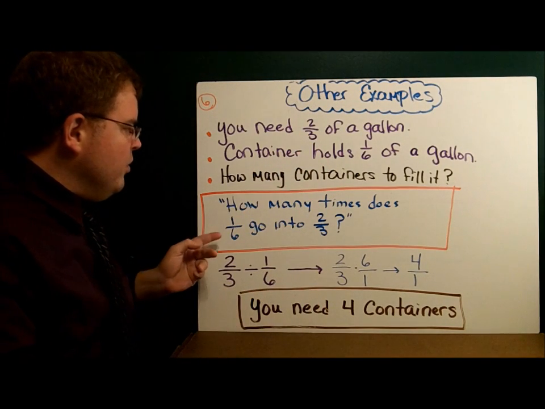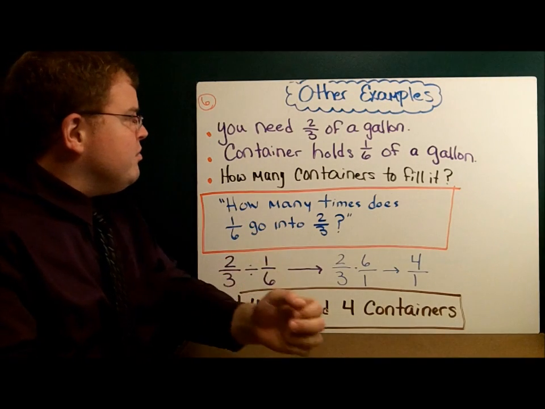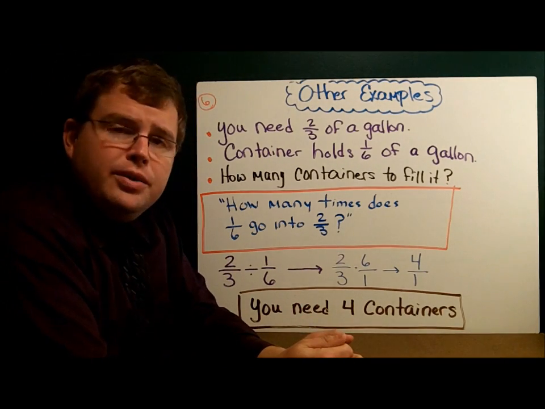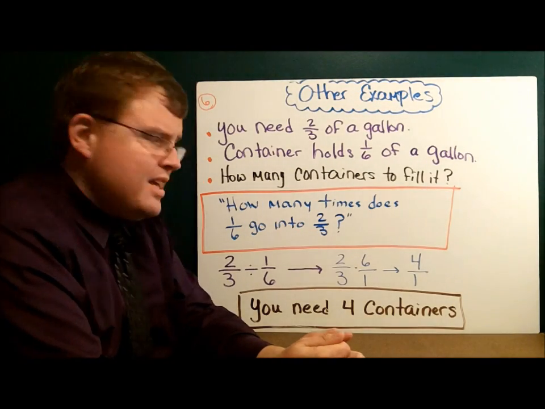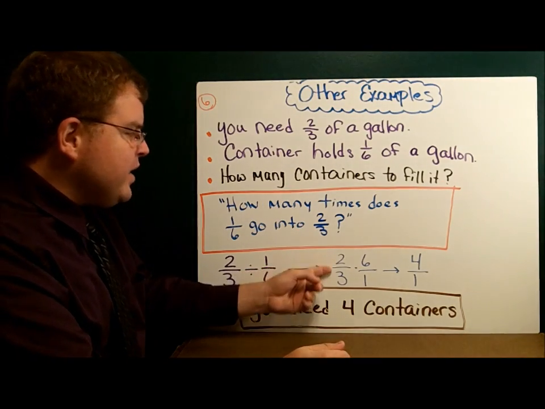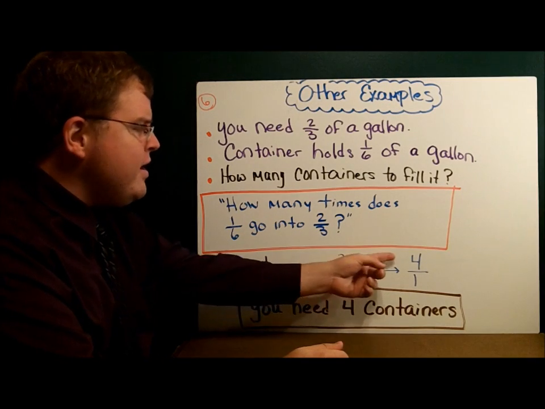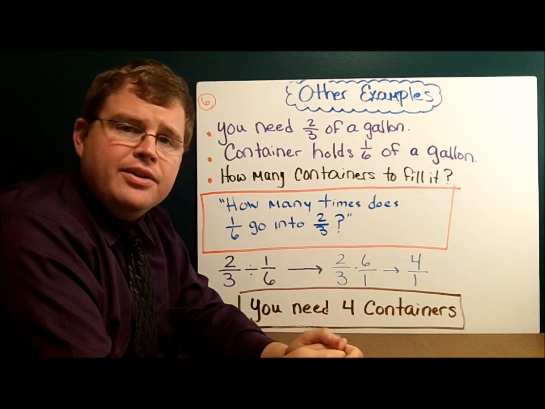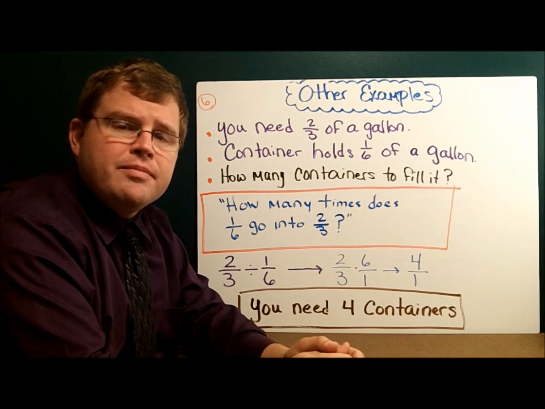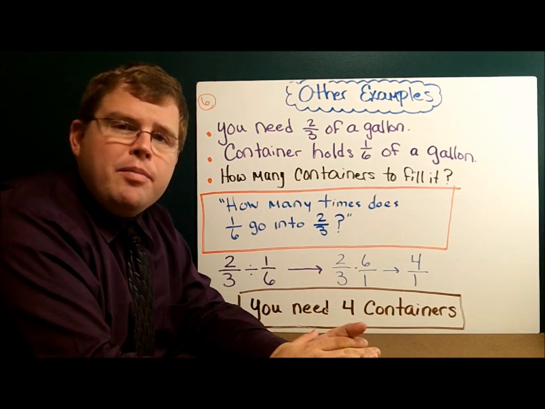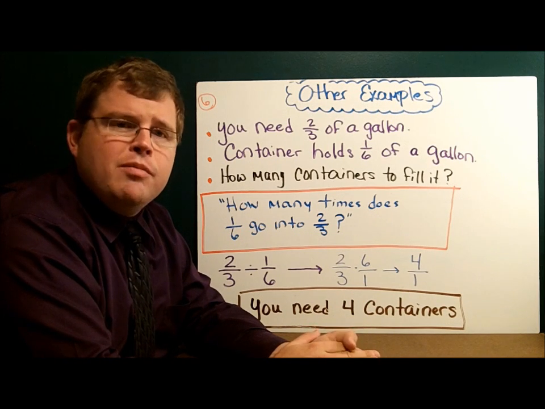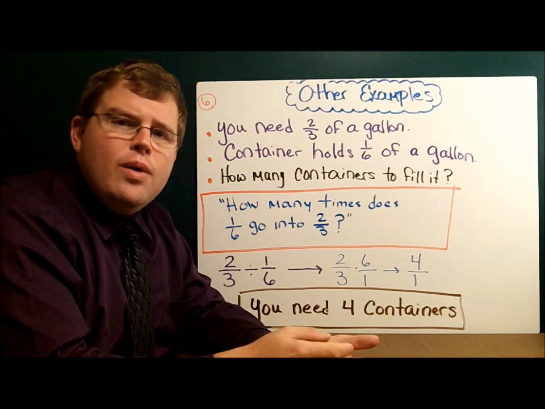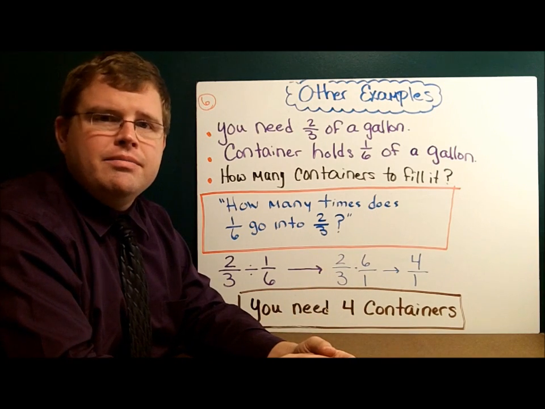Well, how many times does 1/6 go into 2/3? That's 2/3 divided by 1/6. Keep, change, flip, 2/3 times 6 over 1, that equals 4 over 1. It would take 4 of the small containers to fill the larger container. Basically, when you have a problem like that, you just have to think for a couple of moments exactly what they're talking about. And once you do that, quite often the pieces begin to come together.